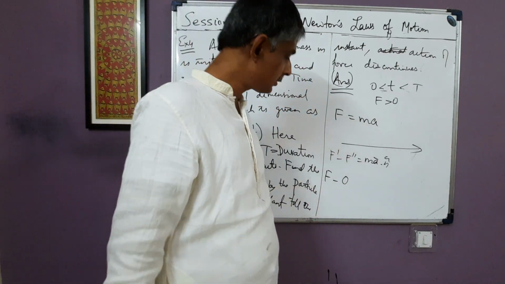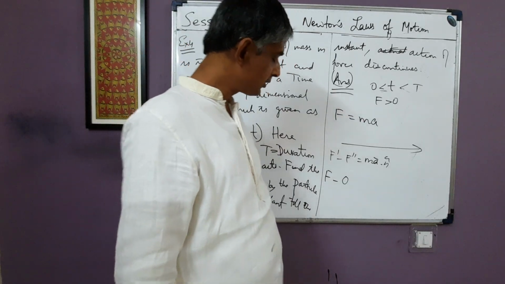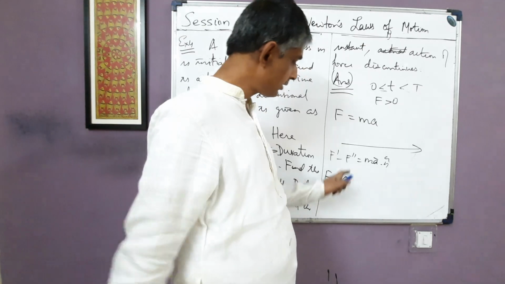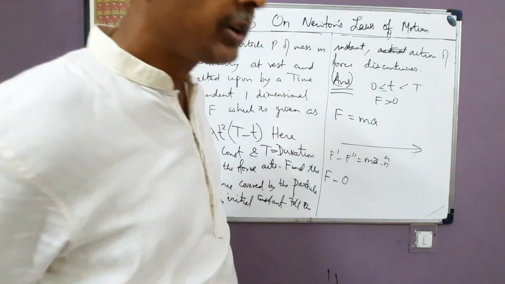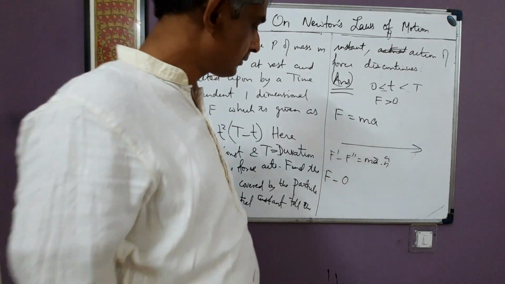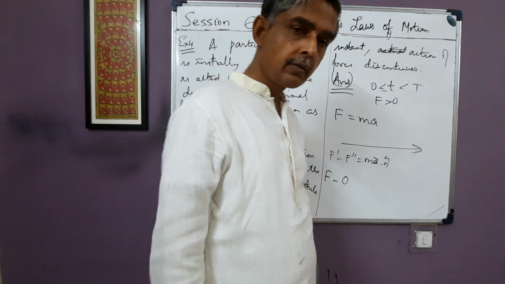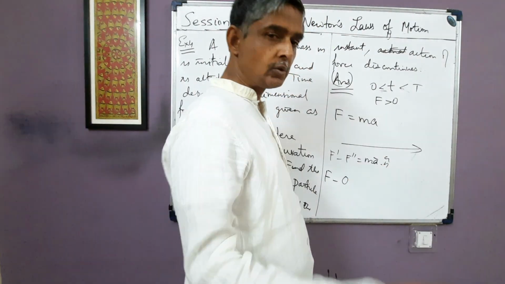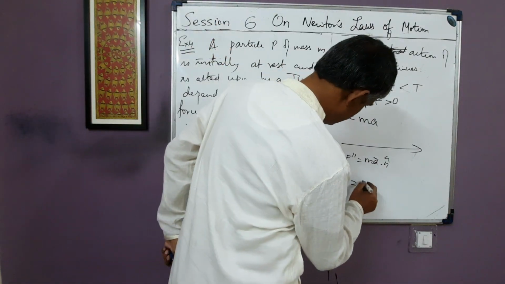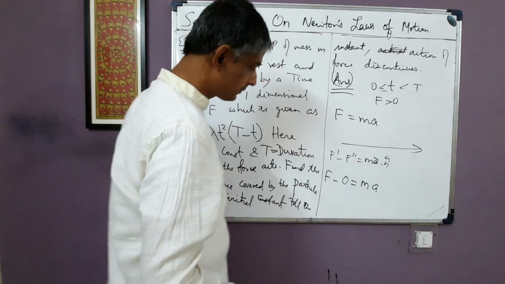And F double dash, I'll repeat, is just the sum of magnitudes of the components of real forces on the particle along n hat which make an obtuse angle with n hat. There is no such force which makes an obtuse angle with n hat. So F double dash becomes 0. And m a dot n hat simply becomes m a into 1 into cos 0 degree, that becomes m a.